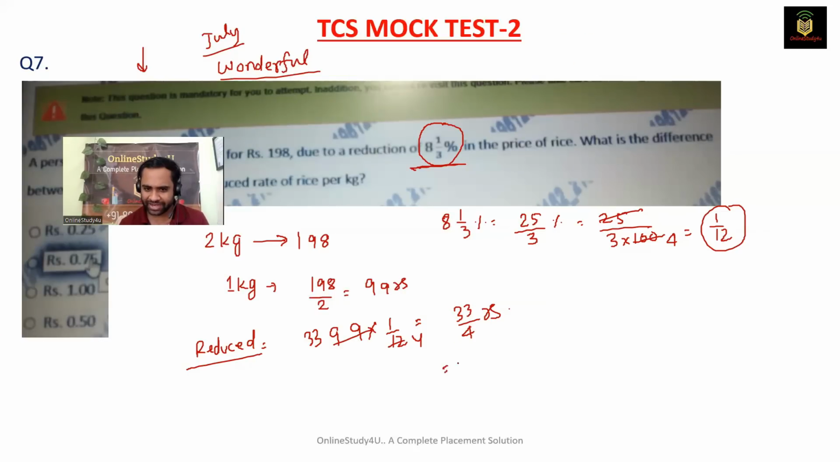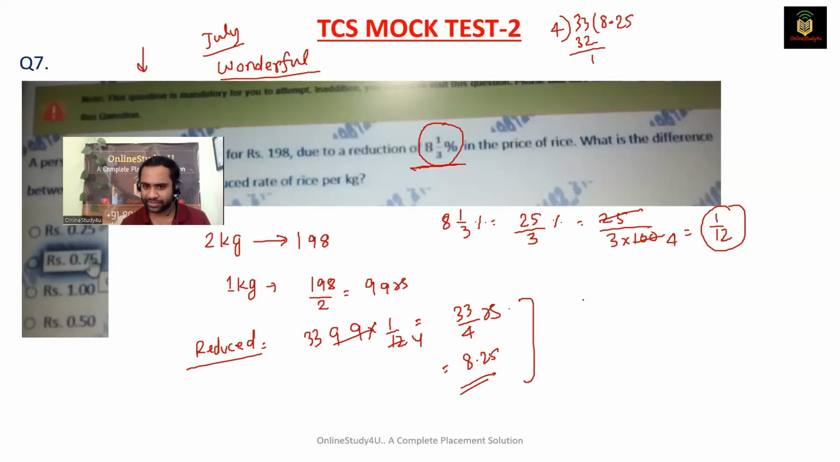Now if we try to divide it, then what will be here? So 33, and if we try to divide it by 4, 4 eights are 32, and here it will come as 3 minus 2 is 1, and 8.25. Simple. So it will become 8.25. Okay, so 8.25 will be the value here.